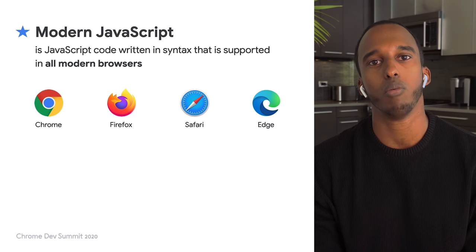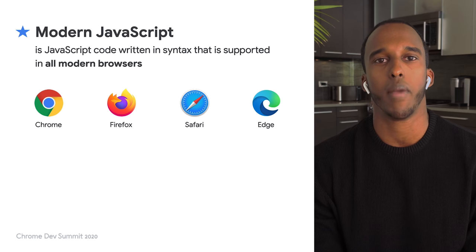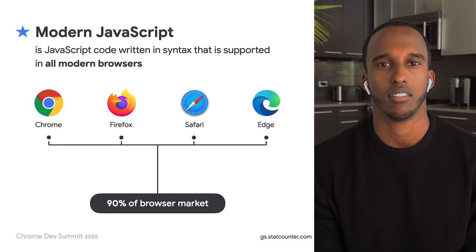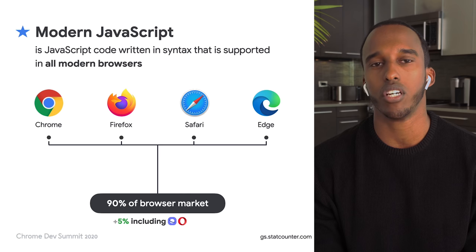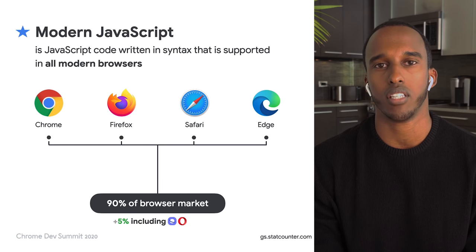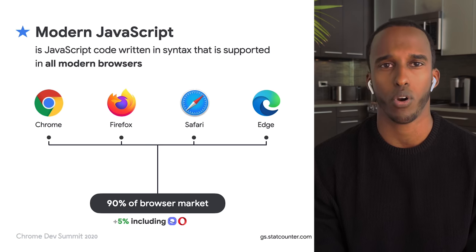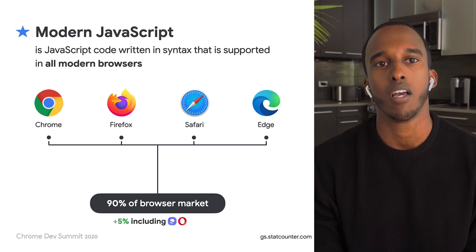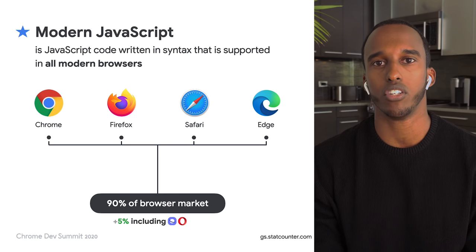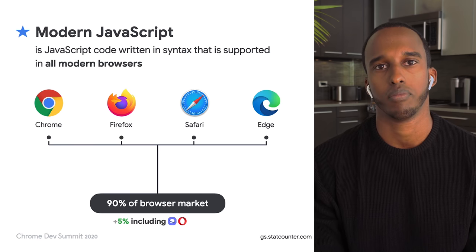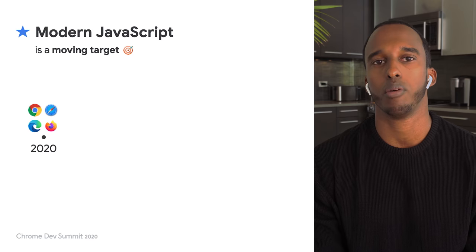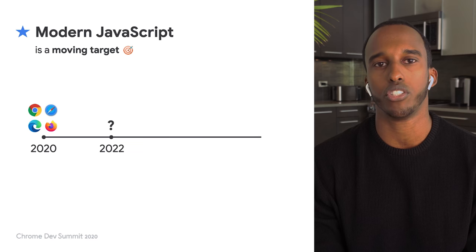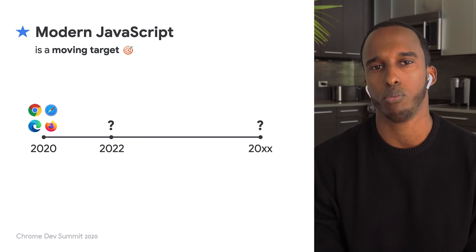Right now, Chrome, Edge, Firefox, and Safari make up 90% of the browser market. And then another 5% of usage comes from browsers based on the same rendering engines, which support roughly the same features. That means 95% of visitors to your site are using a fast, modern browser. The browsers that make up majority market share are also evergreen, which means that they get new JavaScript features over time. But how do we write or generate code for a moving target?